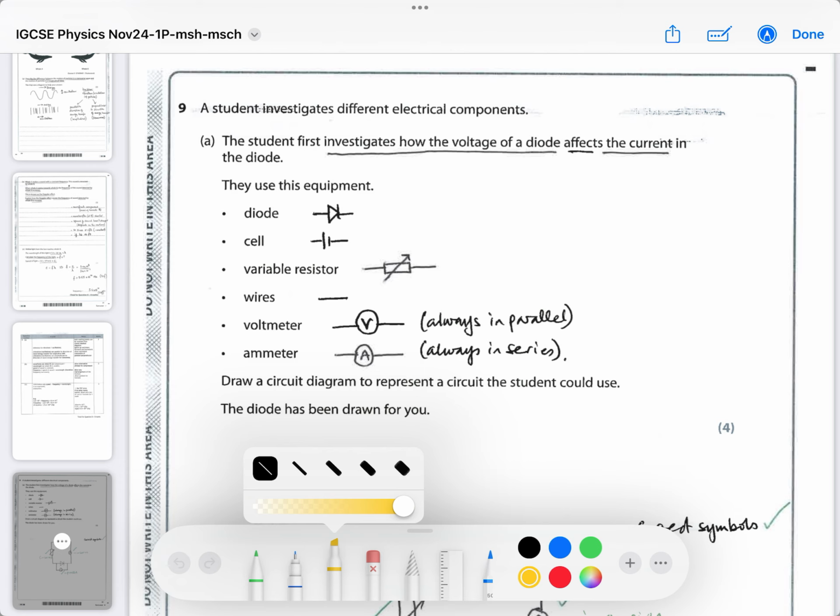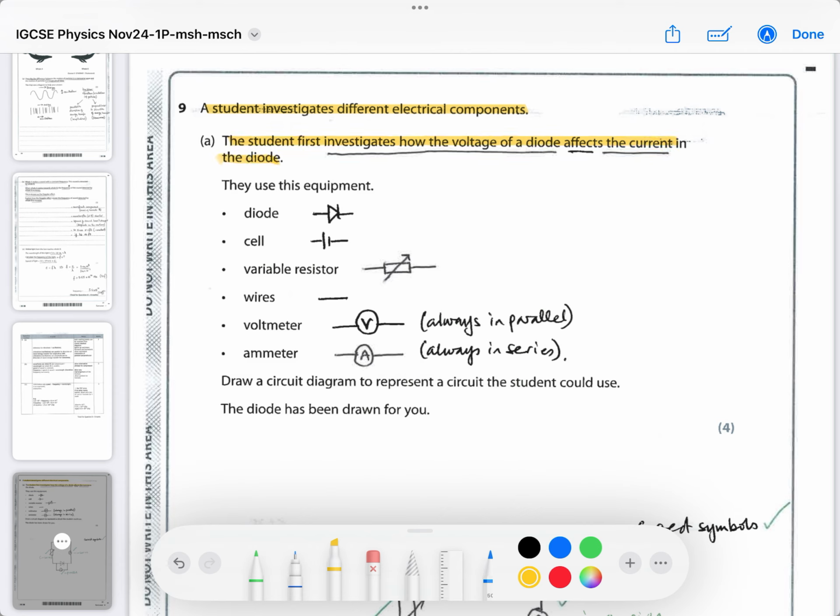Okay, well anyway, let's get straight into part 2. So this is a question from a paper I gave my students to practice, and they're taking the exam this summer. A student investigates different electrical components. It's a very, very common type of question, and the circuit diagrams are more or less the same each time. It says the student first investigates how the voltage of a diode affects the current in it.